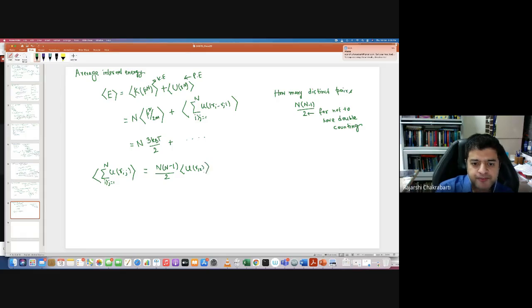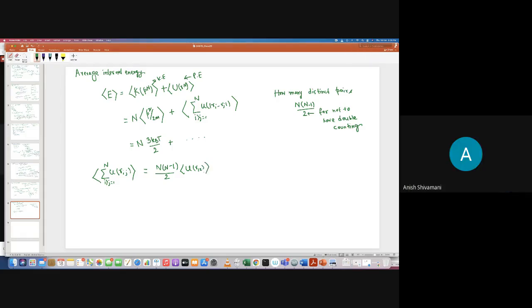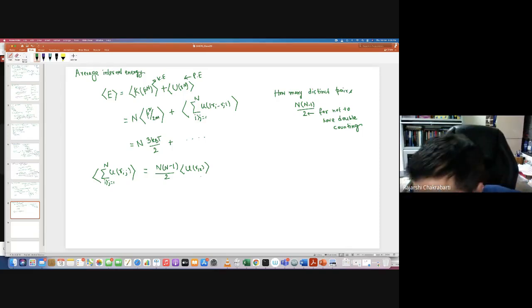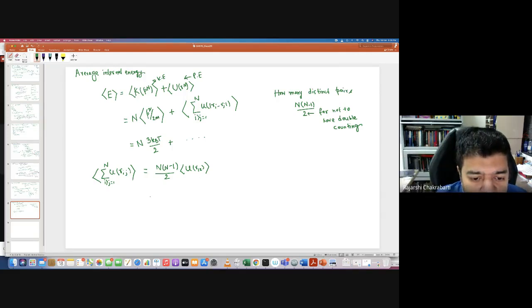Are you convinced? This is how it is. Yes. It should be like this, no? Where you have n into n minus 1 by 2 number of pairs, and each pair would have energy like this, U(r1 to average). Okay. Now, how do you calculate this U(r1 to average)?